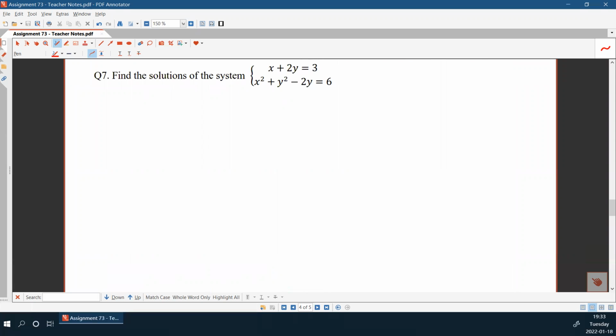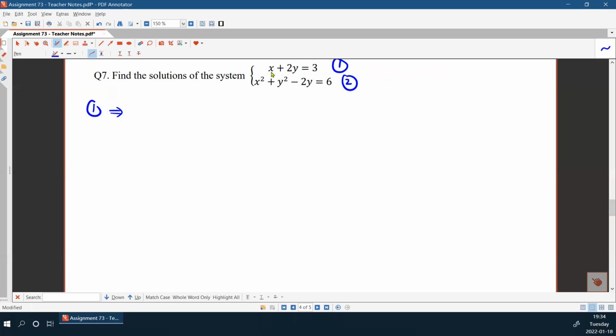Question 7. Find the solutions of the system. This system consists of two equations. Usually we'll start from the simpler one, right? Let's label them with number 1 and number 2 in order to facilitate our discussion, right? So we can start from number 1.